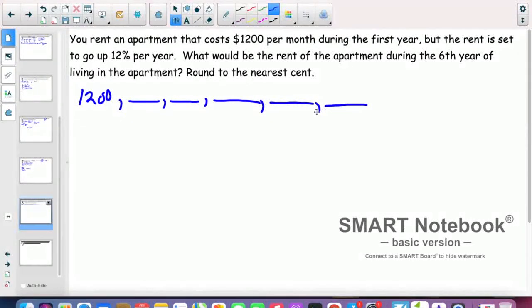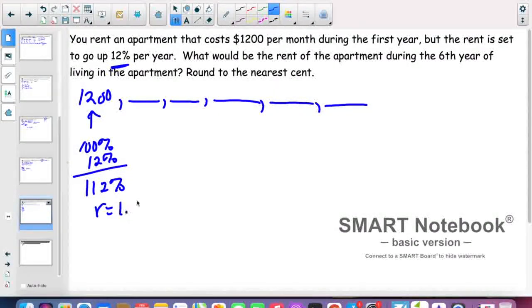I think this one's just as easy to use a formula for. This is a geometric sequence because we're multiplying to get to the next amount. This right here, the $1,200, is 100% of your rent the first year. It's going up 12% per year. So next year's rate, we're adding 12% to give us 112% of what we're paying this year. So that means our R value is 112% as a decimal. So that's 1.12. So to get to the next term, we will multiply by 1.12.